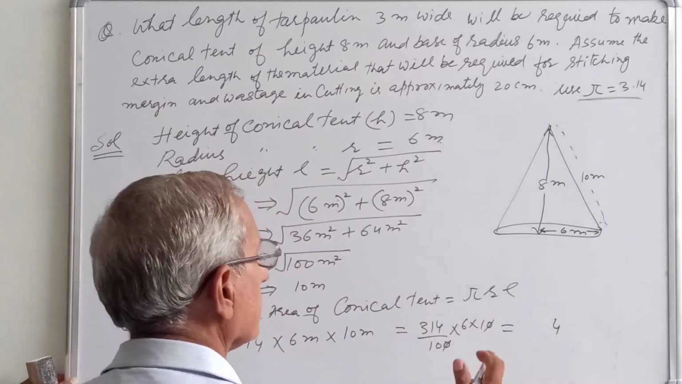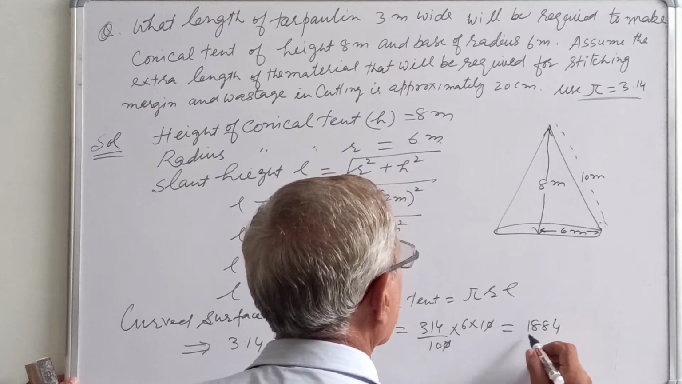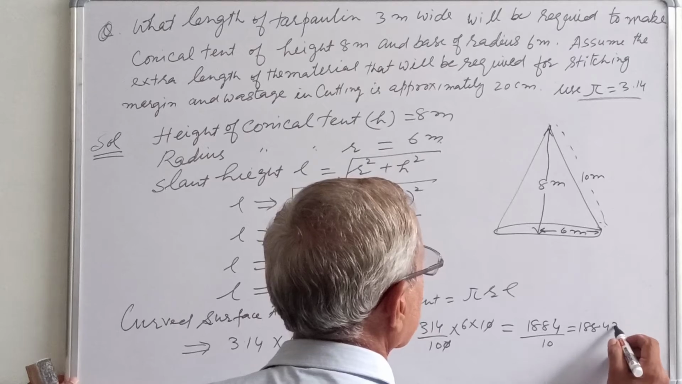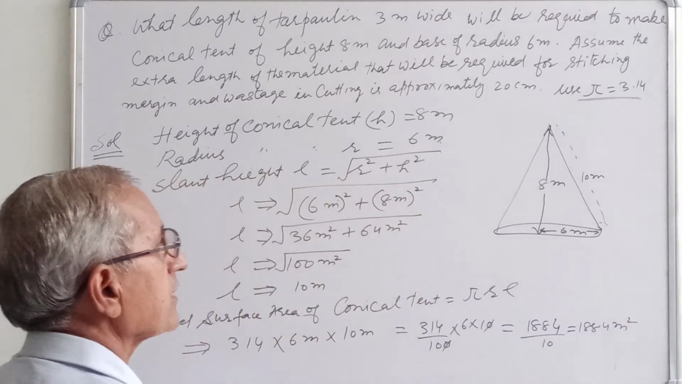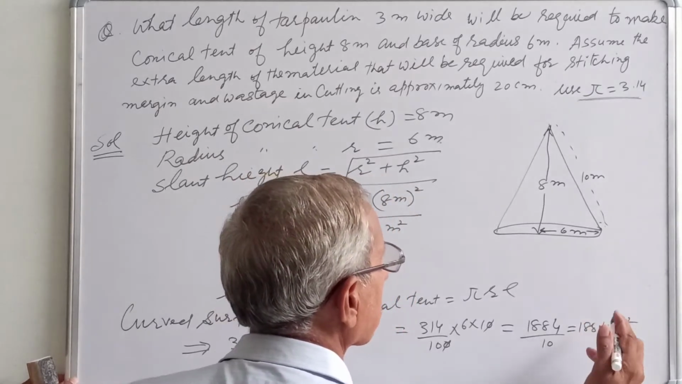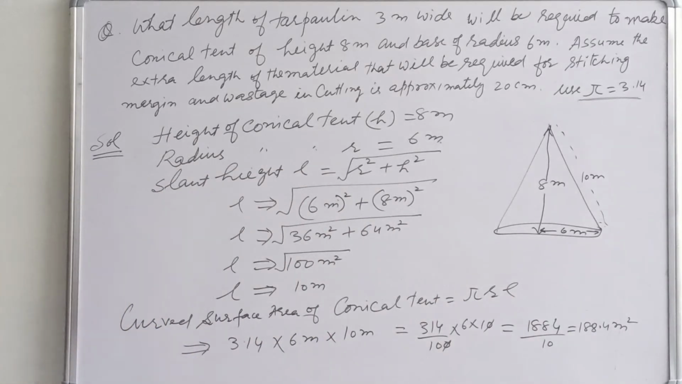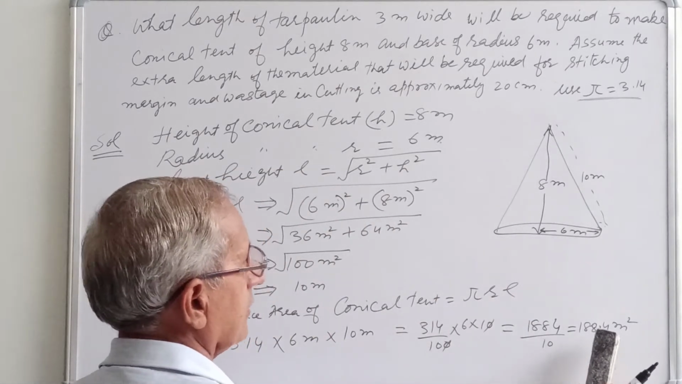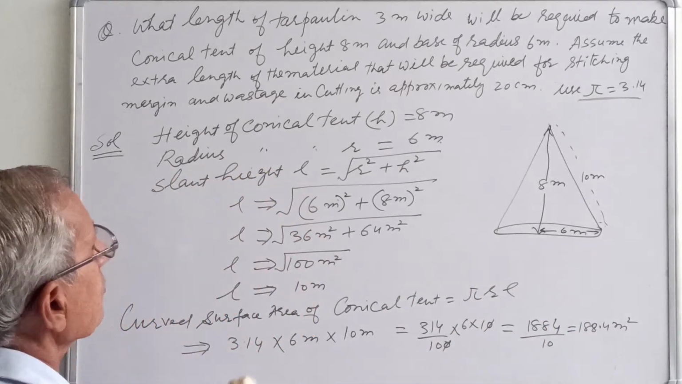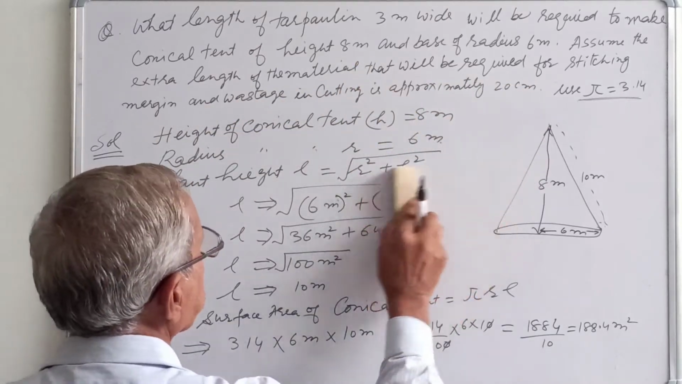Six into 4, 24. 188.4 meter square. So this is the curved surface area of the conical tent. So that much tarpaulin will be required. So you have to find the length of the tarpaulin with width 3 meters.